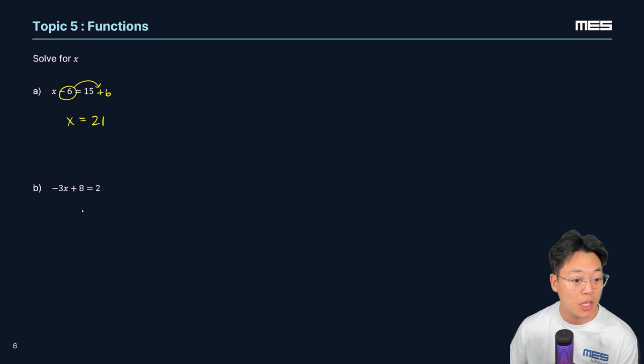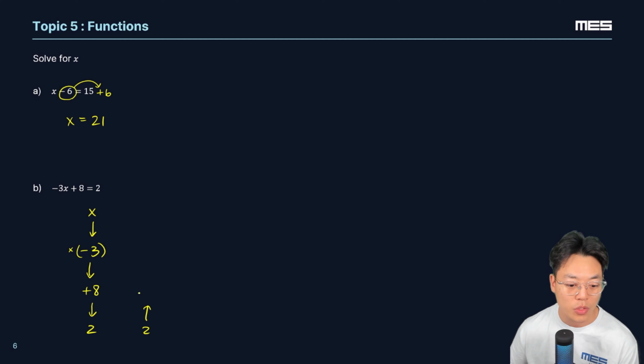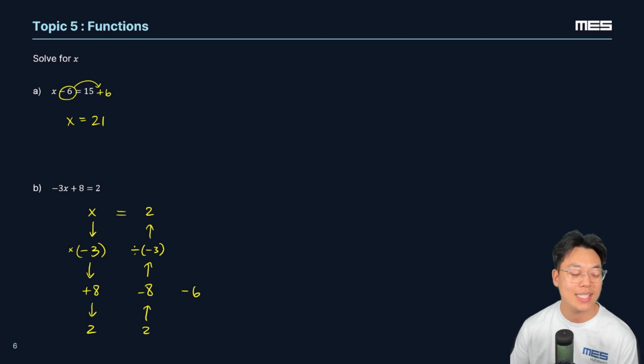We can also use something called a flow chart. So if we start with x, what's the first thing we do to it? We multiply by a -3. What's the next thing we do to it? We add an 8. And we end up at a 2. So from the 2 going backwards, we're going to subtract an 8. That gives us -6. And since we multiplied by -3 earlier, now we will divide by -3. And -6 divided by -3 is a 2. So x is equivalent to 2.